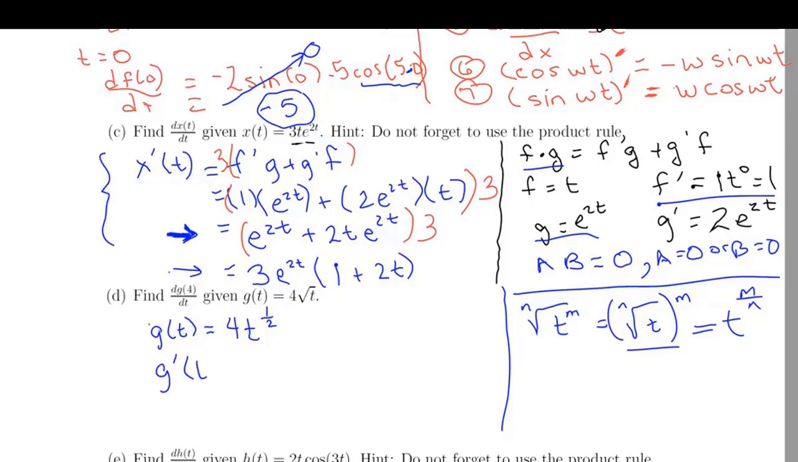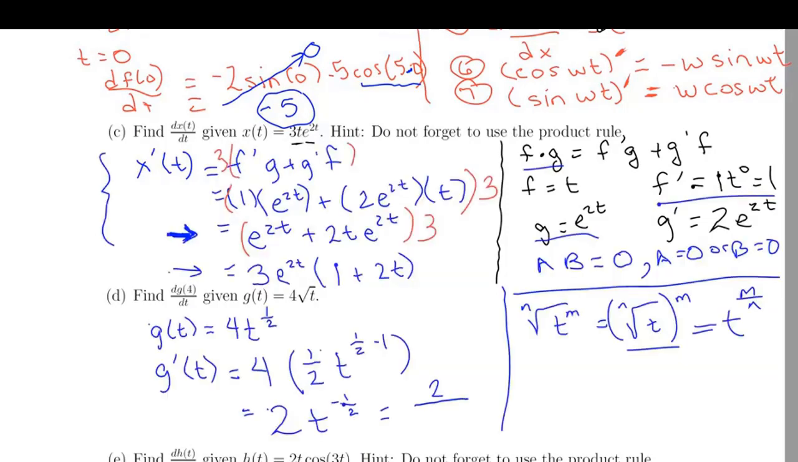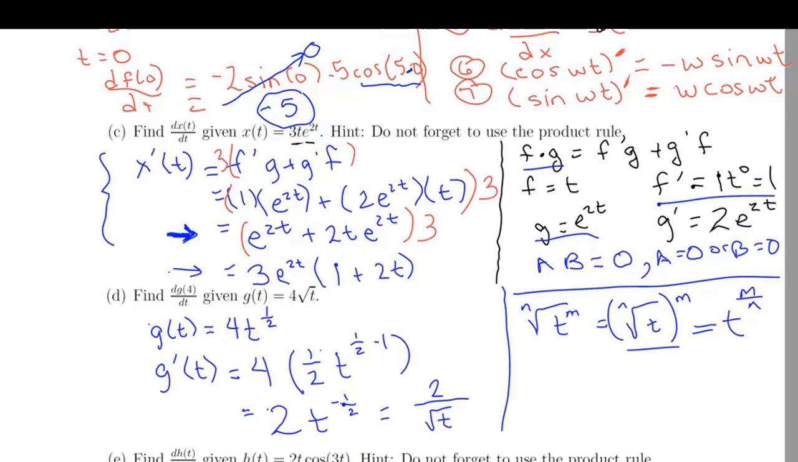Now, I'm going to find the derivative. First thing I do is I take the 4 outside of the function, and then I can use the power rule because I have a variable to a constant. This becomes 1/2 t to the 1/2 minus 1. First thing I'm going to do is say 4 times 1/2 is 2, because that way I don't have to worry about that whole thing. And then I have t to the 1/2 minus 1, which is negative 1/2, which is the same as 2 divided by the square root of t, or 2 over t to the 1/2.